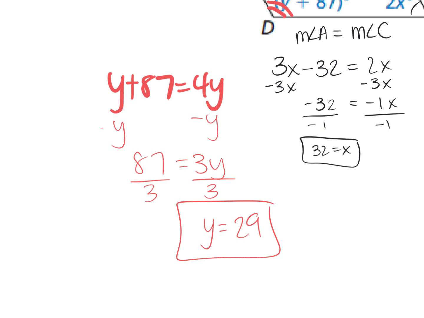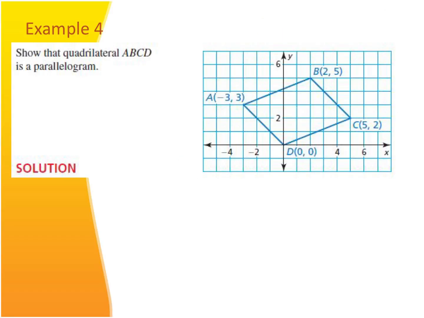Pretty straightforward, right? Okay. Now, in the last problem, it's not as difficult as it seems because you can literally use any of the 5 ways to prove that this is a parallelogram, okay? And that's all it's asking, is show that this quadrilateral is a parallelogram, okay? So what method would you guys like to use of the 5?